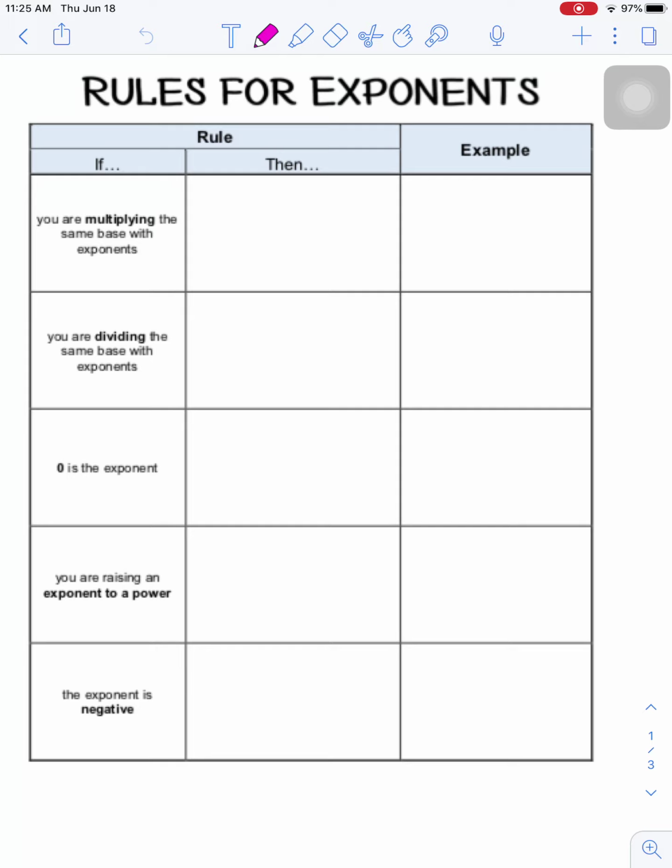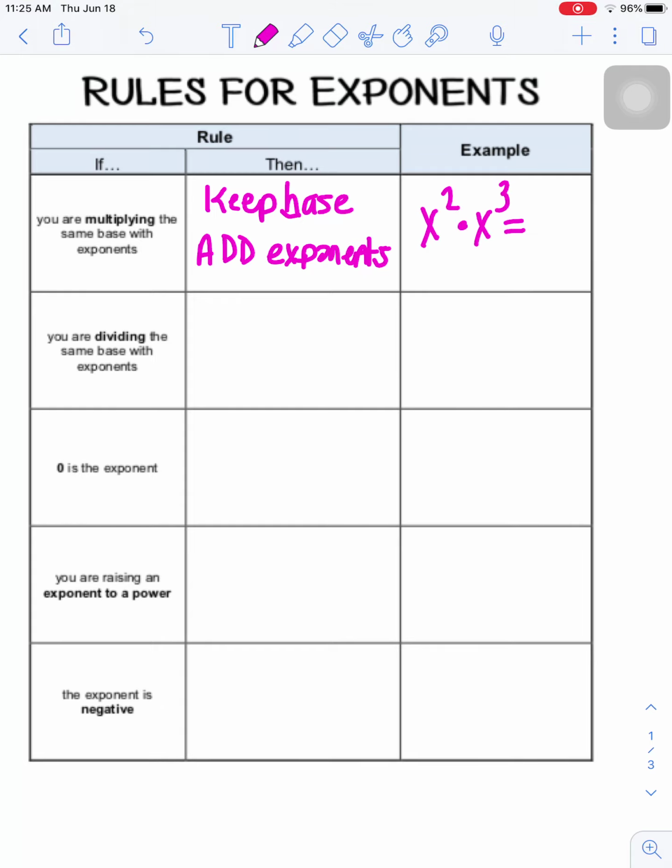If you are multiplying the same base with exponents, then we want to think about what you do. You keep the base and we add the exponents. So let's take a look at an example. If you have x to the second times x to the third, you want to think about what does that mean, right? That means you have x times x for the x squared. X cubed is 3 of those x's, and so therefore it would be x to the fifth.